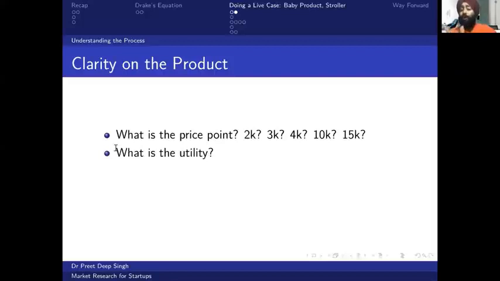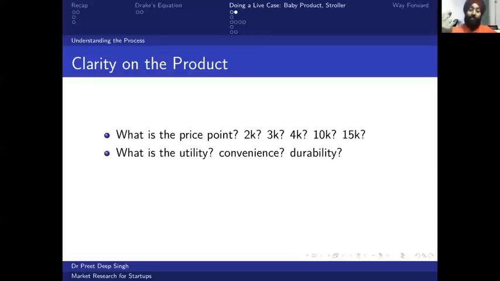Second is, what is the utility? What is it that you're giving to the customer? Are you giving them convenience? This is the pram that will fold into maybe the palm of your hand, and you open it and it becomes like a long pram. Or are you giving durability? Are you saying that this is your first kid, your grandchildren will also use this pram? And if this sounds funny to you, just ask your grandparents or your parents, what is the positioning of a Godrej Almira?